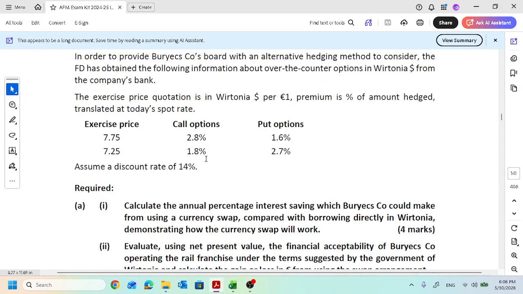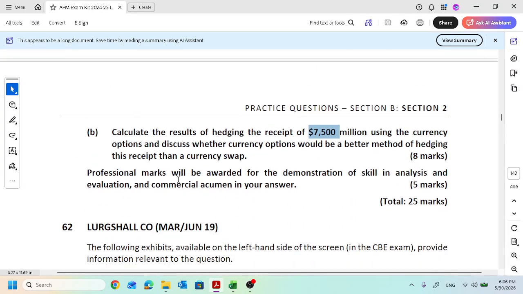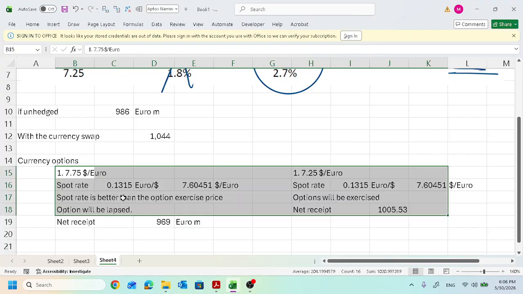That's what they asked: calculate the results of hedging the receipt of 7,500 using currency options and discuss whether currency options would be a better method of hedging this receipt than the currency swap. So what is a currency option? At the end of 3 years, you have an option to convert at the agreed rate. It's an option, it's not a must.